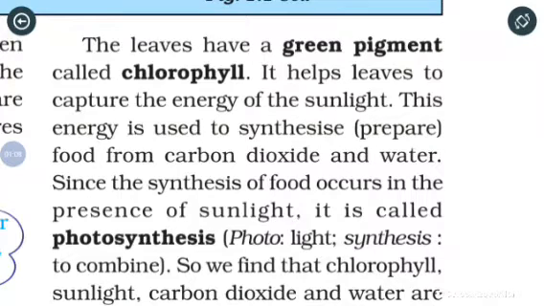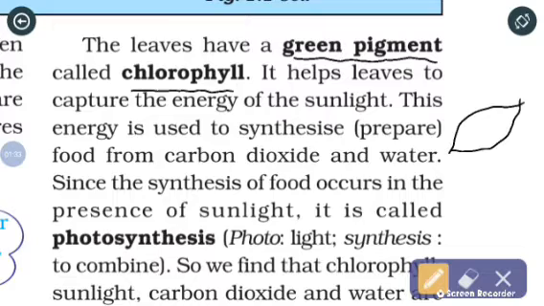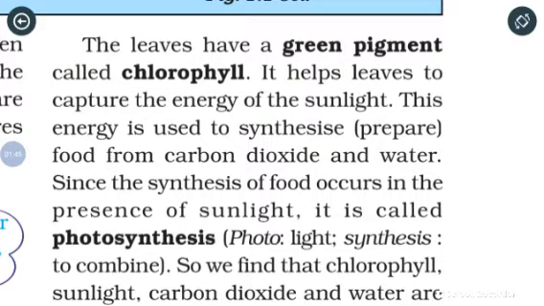Okay. So the leaves have a green pigment called chlorophyll. What do you mean by chlorophyll? It is a green pigment which helps to make food in the leaf. The sunlight is trapped here, and from there nutrition is made. It helps leaves to capture the energy of the sunlight. This energy is used to synthesize food from carbon dioxide and water. Since the synthesis of food occurs in the presence of sunlight, it is called photosynthesis.